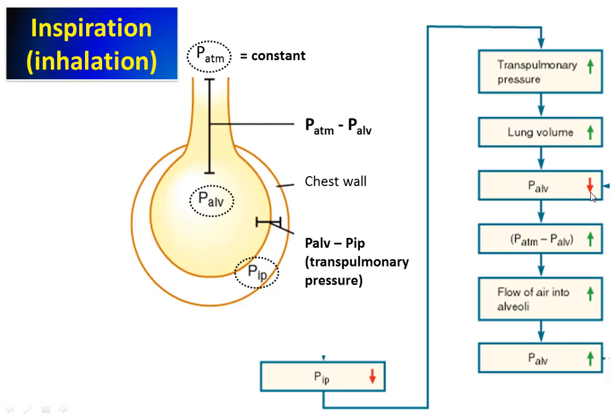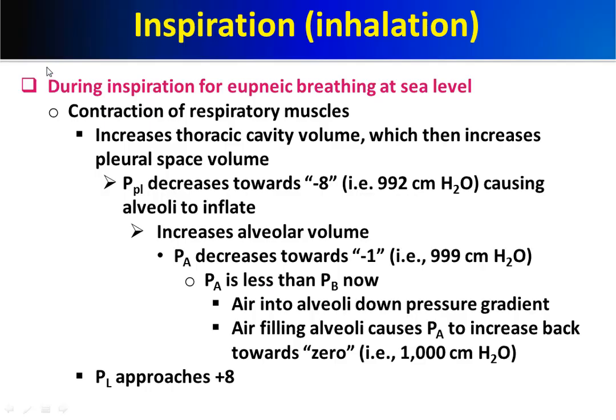Intra-alveolar pressure decreases. Now the atmospheric pressure becomes higher than the intra-alveolar pressure, and we have a pressure gradient between the atmospheric pressure and the alveolar pressure, and air flows in. And as air flows in, the number of molecules of air inside the alveoli increases, and this elevates the alveolar pressure, bringing it back equal to the atmospheric pressure by the end of normal resting inspiration or inhalation.